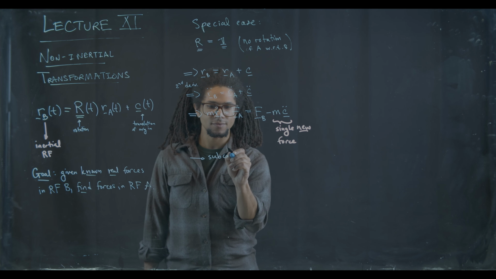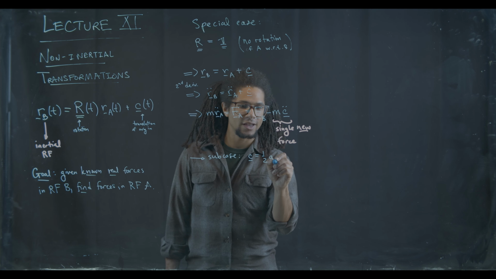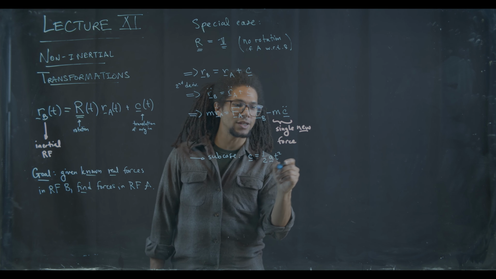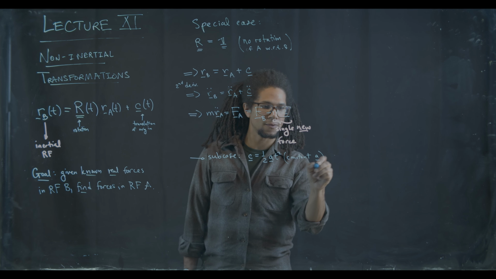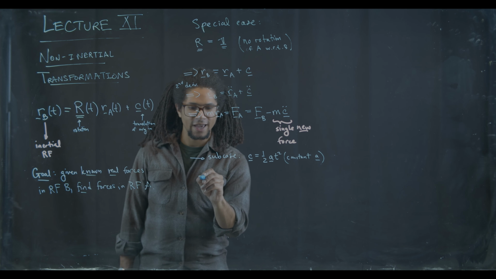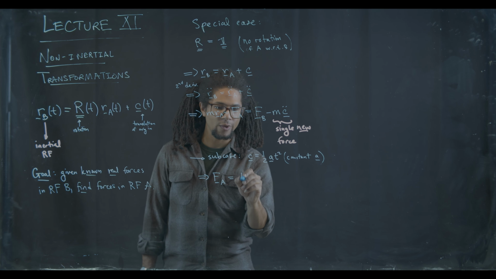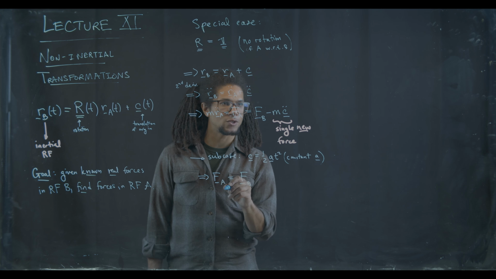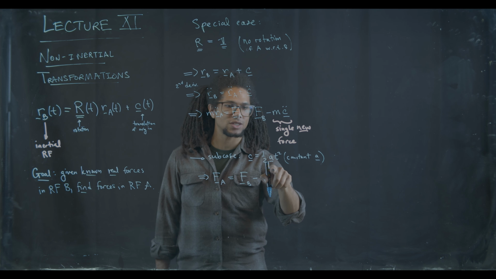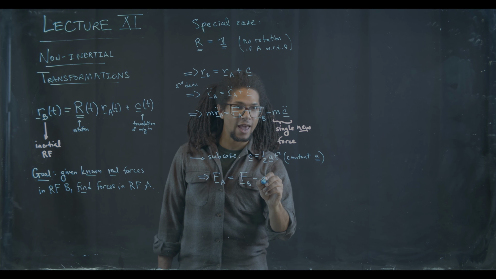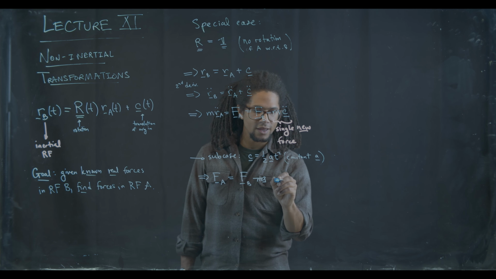So, subcase, let's let C be equal to 1/2 a t squared for a constant a. All right. Well, in that case, we would get that F in the capital A reference frame is equal to F in the B reference frame minus, well, if I take the second derivative of C here, I'm just going to get A. So minus A times M, I should say.